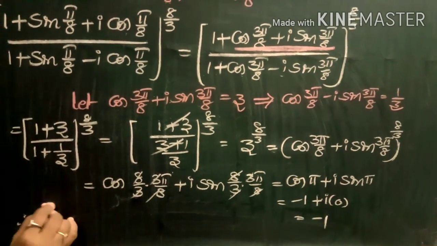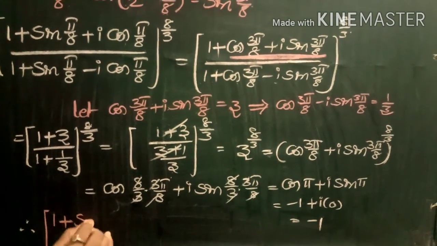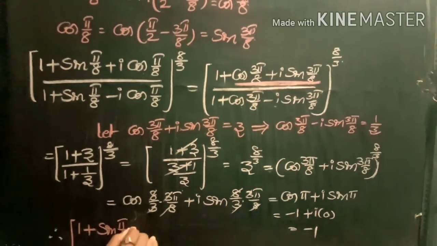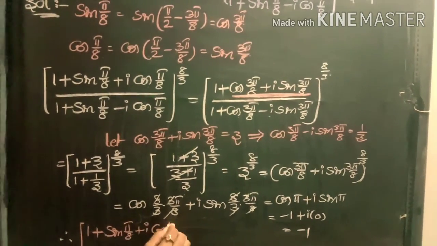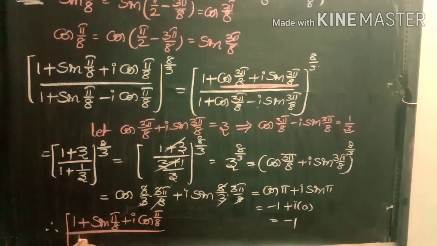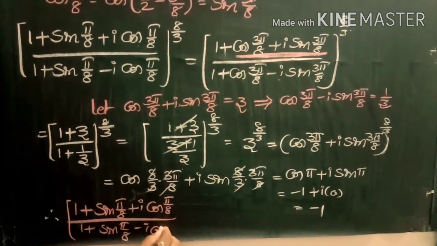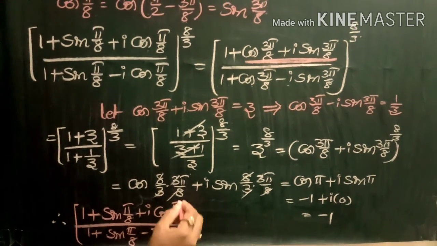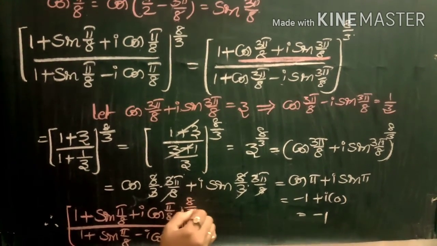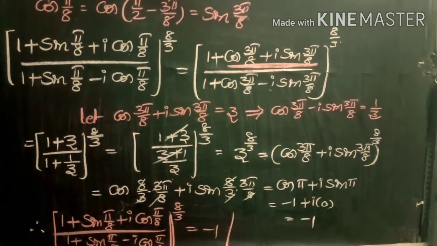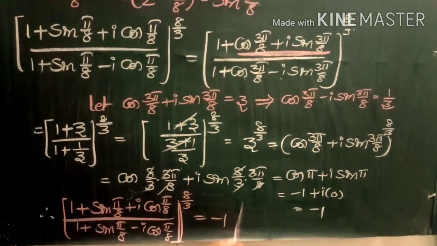Given, therefore (1 + sin π/8 + i cos π/8) / (1 + sin π/8 − i cos π/8) whole power 8/3 is equal to −1. That's all.